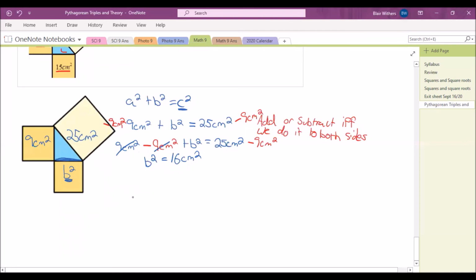Well, since we have the area of a perfect square, and we know that a length times a length equals the area of a square, or a number squared equals the area, all we need to do is take the square root of our answer. So the square root of 16, which equals 4, is this length right here. Okay, so that's just a couple of examples of how we would use the Pythagorean theorem to calculate areas and lengths.